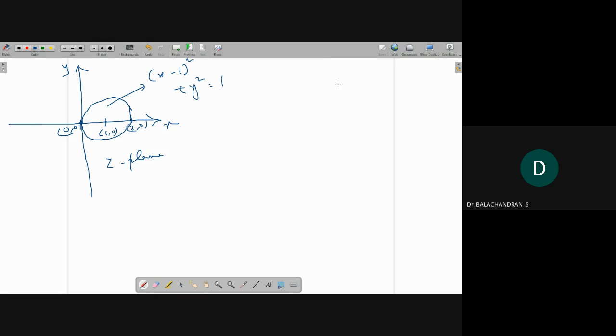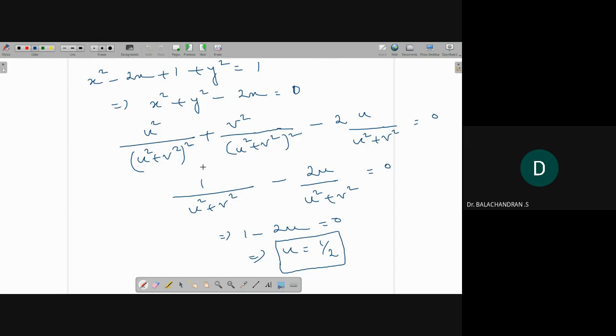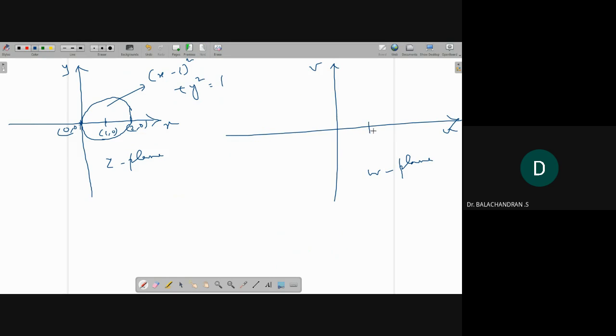Now this is transformed into the w plane, this is u axis, this is v axis. The image is u equal to half. So u equal to half means the line parallel to v axis. This is u equal to half. So this circle is mapped into the straight line.